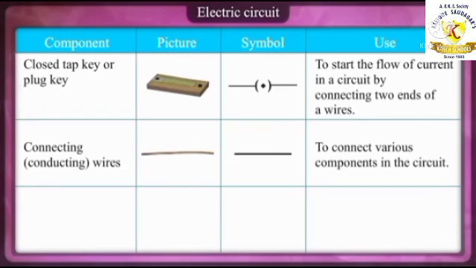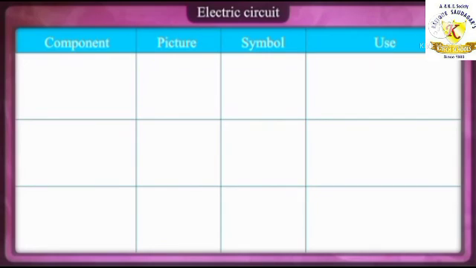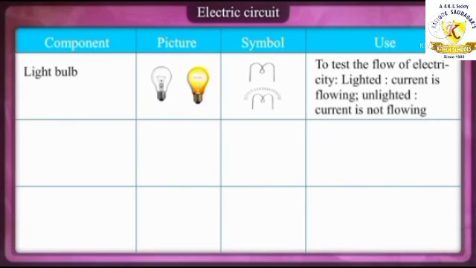What's the use of conducting wire? To connect various components in the circuit. Next component, crossing wires. Picture. Symbol. What's the use? To show wires which cross but are not connected. Next component, light bulb. Picture. Symbol. What's the use of a light bulb? In an electric circuit, to test the flow of electricity: if lighted, current is flowing. If it's unlighted, current is not flowing.